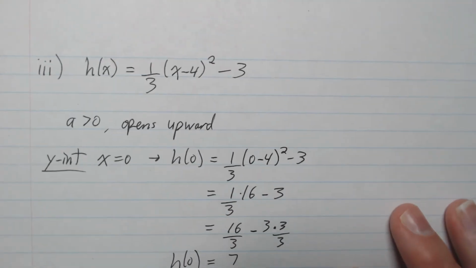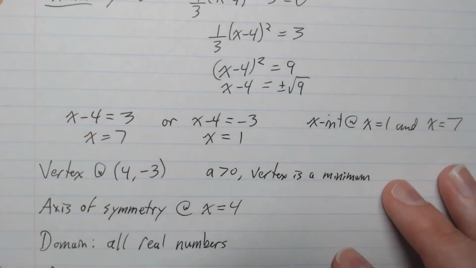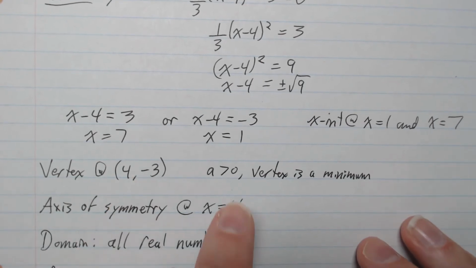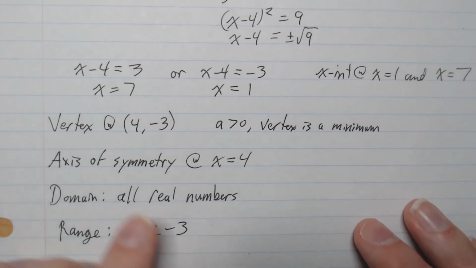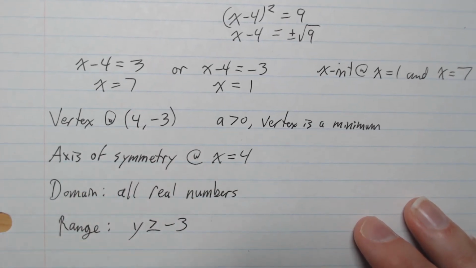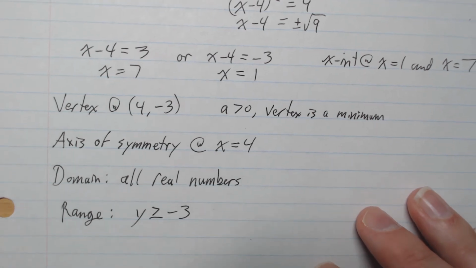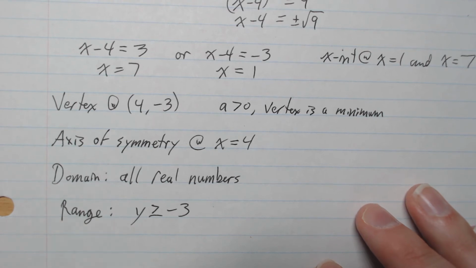Looking at our function here, we see the vertex occurs at (4, -3). So that's our vertex as such. We know a is greater than 0, so this vertex is a minimum. The axis of symmetry is at x equals 4. Domain all real numbers, and since the vertex is a minimum, y greater or equal to -3 is our range.